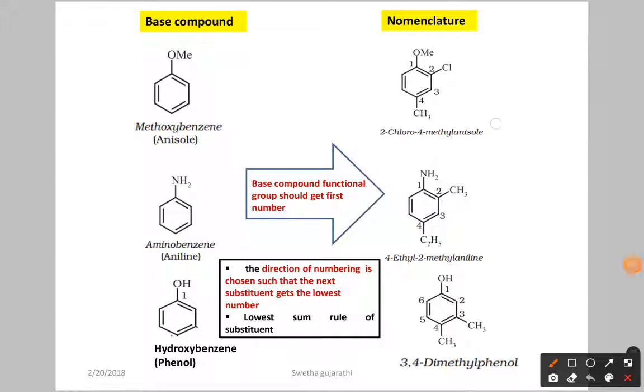So here we are replacing with the one base compound. This is anisole. Simply we are writing the ending with the word anisole, or you can write methoxybenzene also. You can write 1-methoxybenzene also.